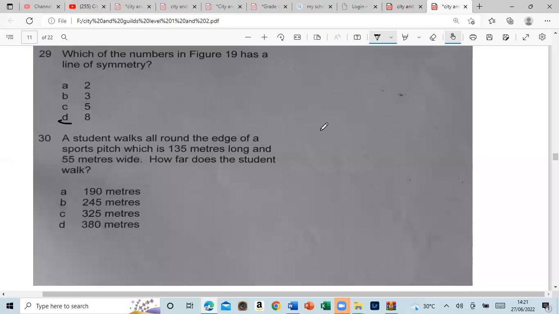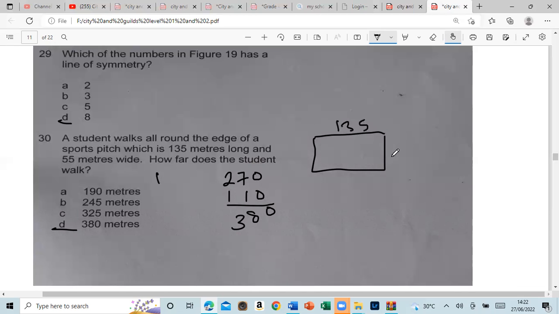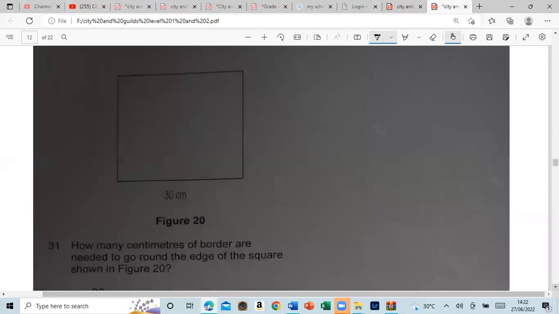So first, a student walks all around the edge of a sports pitch. This can be tricky. So I assume it's a rectangle. So 135 and 135, that's 270. 55 and 55 are 110. So I'm going to go with 380. So the 135 is the length and 55 the width, right? So this is going to be 135 also, and then this 55. All right, so we're halfway there.